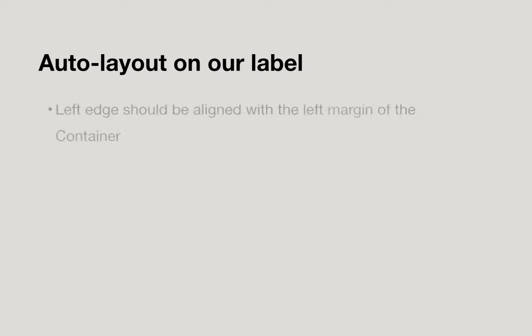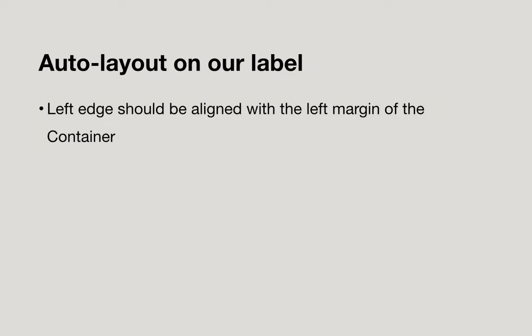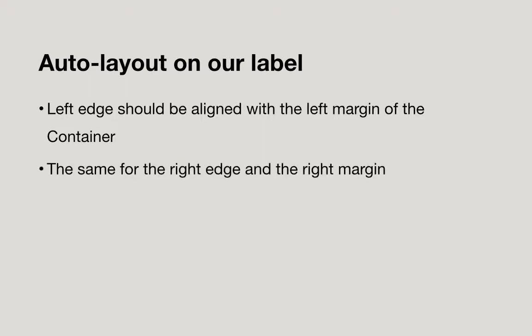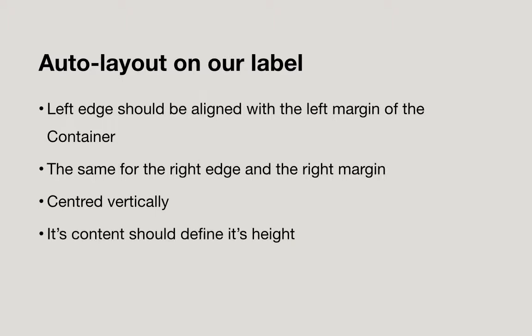1. The label's left edge should be aligned with the left margin of the container. 2. The same should be true for the right edge and right margin. 3. The label should be centered vertically on the container. And 4. Its content should define its height. You can define these such that constraint 4 needn't be defined, because constraints 1 to 3 will define it for you.